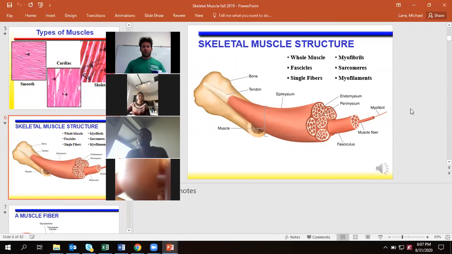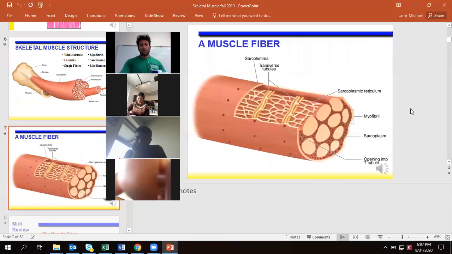So I'm sure you guys are familiar. We've got a whole muscle, which divides into fascicles, which go into single fibers. Inside the single fibers, we have myofibrils. And inside those myofibrils, we have the individual sarcomeres. And inside of the individual sarcomeres, we have the myofilaments of our actual myosin and actin. So going from biggest to smallest.